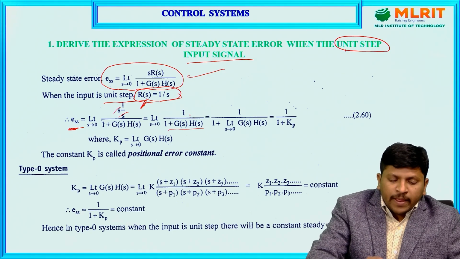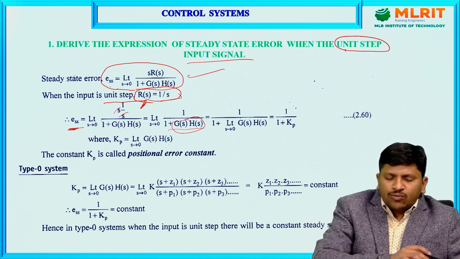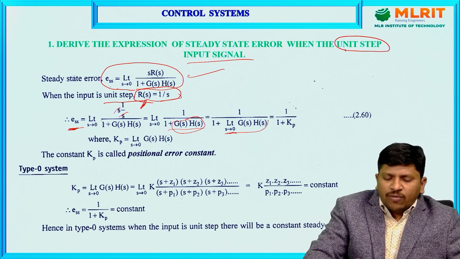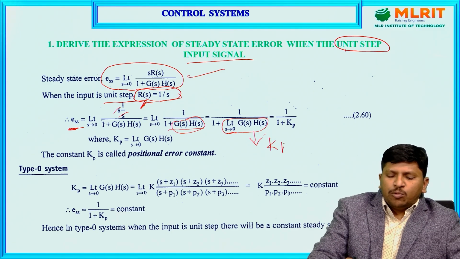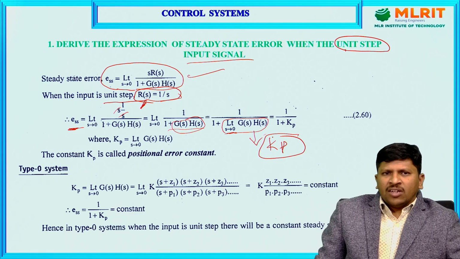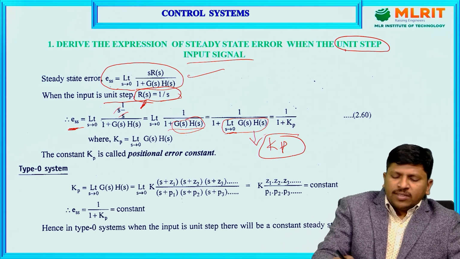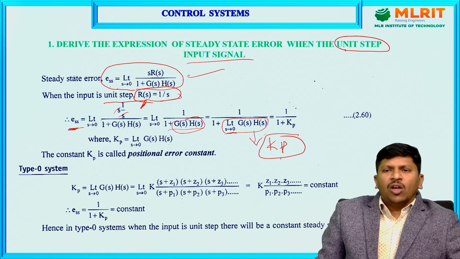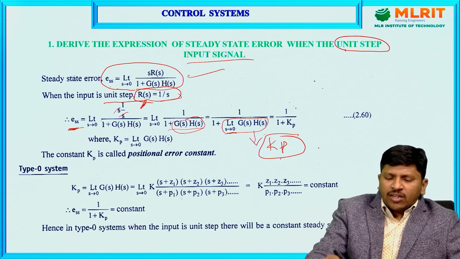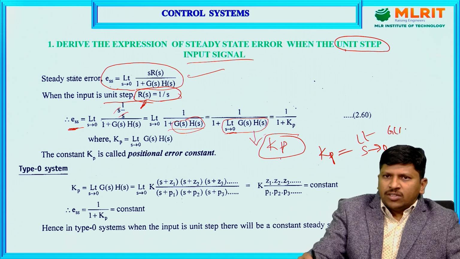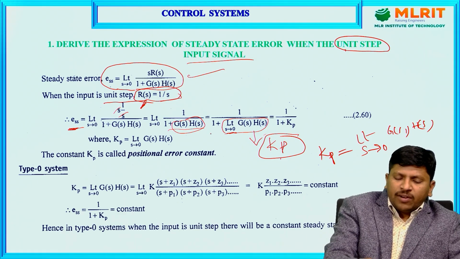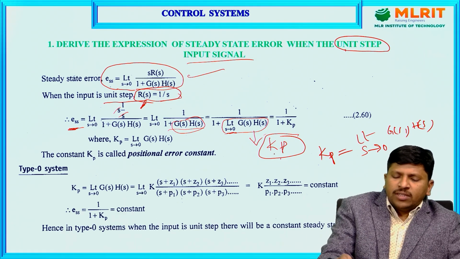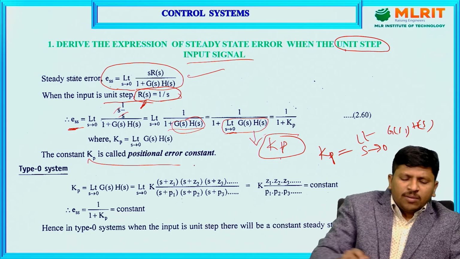So that equals limit s tends to 0 of 1 divided by 1 plus limit s tends to 0 of G(s) into H(s). We know this term: limit s tends to 0 of G(s) into H(s) is nothing but the positional error constant, represented as Kp. So the positional error constant Kp equals limit s tends to 0 of G(s) into H(s). Therefore, in place of 1 plus limit s tends to 0 of G(s) H(s), you write Kp, so ess equals 1 by 1 plus Kp, where Kp is the positional error constant.